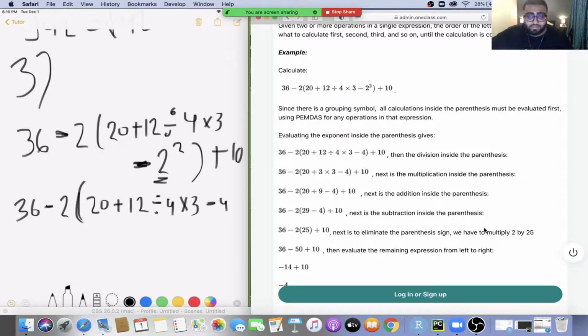Now our next step in PEMDAS is our multiplication. So we're going to do 36 minus 2 bracket 20 plus 3 times 3, which is 9. So 20 plus 9 minus 4, plus 10. And now we have both addition and subtraction inside our bracket, so whichever comes first from left to right. So we're going to do the 20 plus 9, which is going to give us 29 minus 4. Then we're going to do the minus 4, so we'll get 25. Now we have to do the bracket, which is multiplication. So 2 times 25 is 50, and then now it's just left to right. So 36 minus 50 is negative 14, plus 10, minus 4.